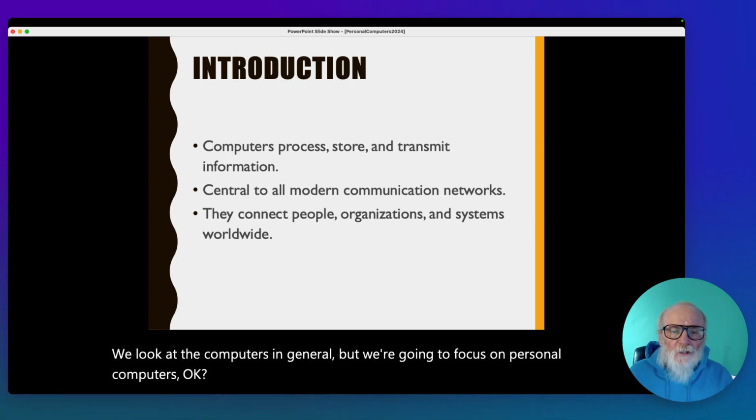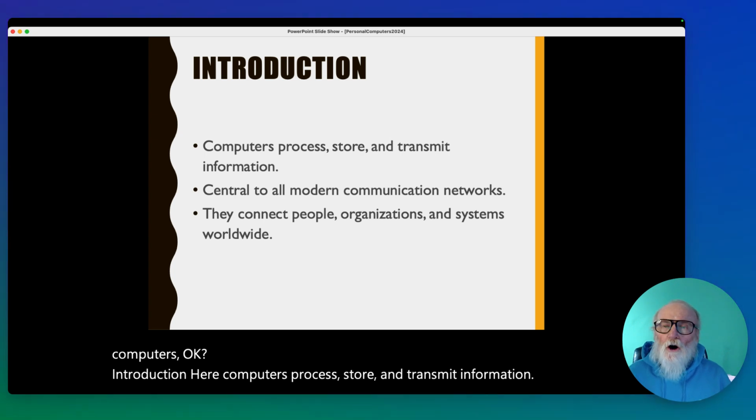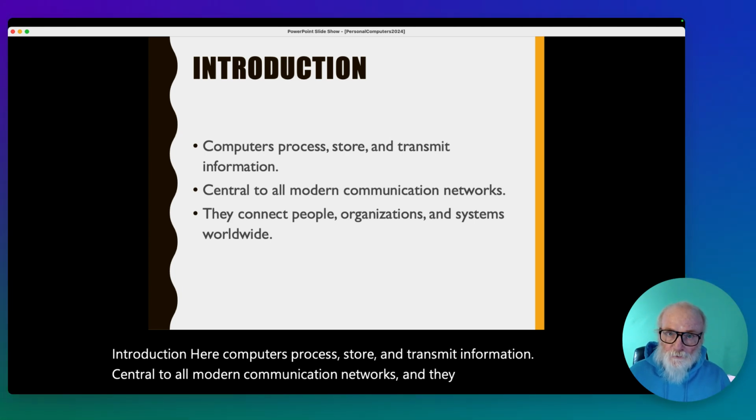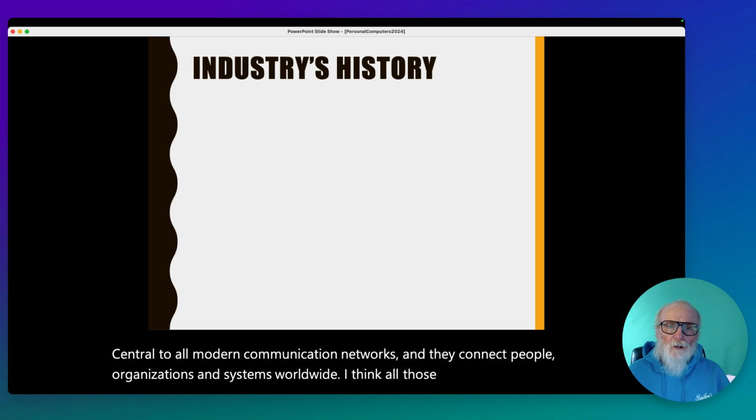Introduction here. Computers process, store, and transmit information. They are central to all modern communication networks, and they connect people, organizations, and systems worldwide. I think you know all those things, but just to get us started.